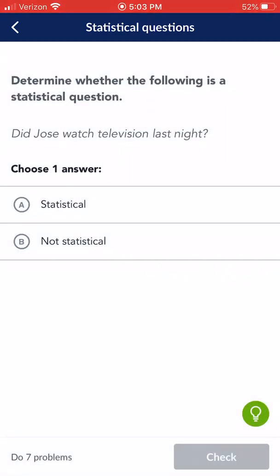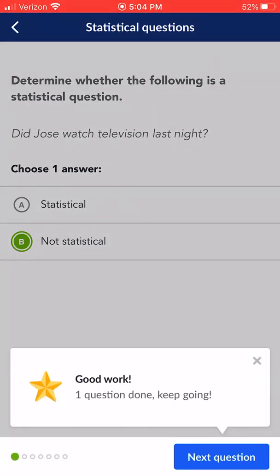Determine whether the following is a statistical question. Did Jose watch television last night? We are only asking if Jose did. It's either a yes or no. That is not statistical. So I'm going to put not statistical. Let's check it. Woohoo! Next question.